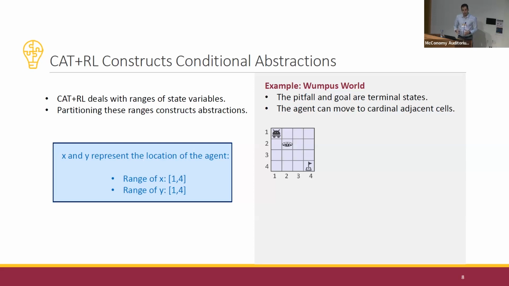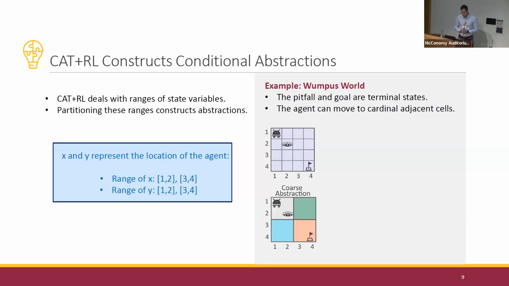As a matter of fact, partitioning these ranges of state variables is one way to construct abstractions. If we do that, for example, if you break down the range of each state variable into 2, we can get a very coarse abstraction on the bottom, as you can see. CAT-RL starts with a coarse abstraction, and this example could be a good coarse abstraction to start with. So we can let the agent interact with this coarse abstraction and train an abstract policy.